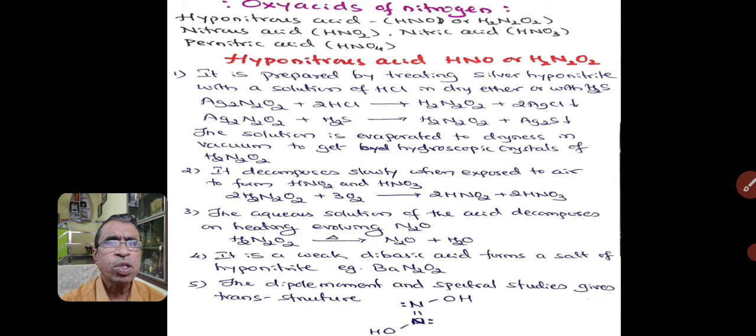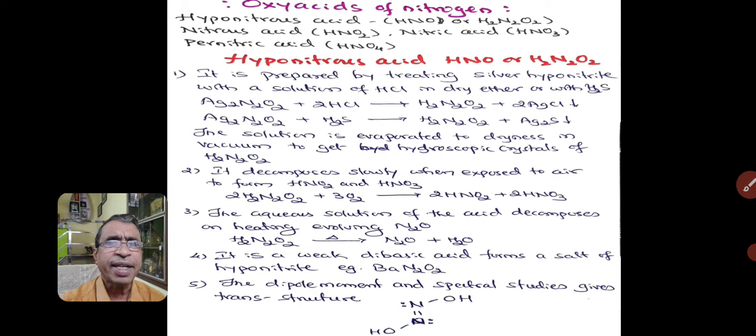It decomposes slowly when exposed to air to form nitrous acid and nitric acid. So that is H2N2O2 plus 3O2 gives rise to 2HNO2 plus 2HNO3. The aqueous solution of the acid decomposes on heating, evolving nitrous oxide. H2N2O2 on heating gives rise to nitrous oxide, that is N2O, plus H2O.